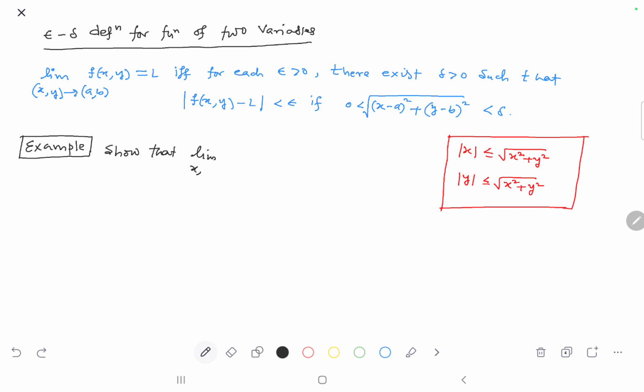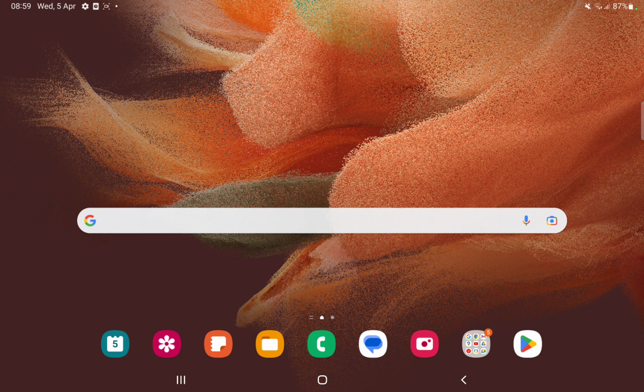Example: limit as xy tends to 0 0 of x cube y divided by, let me write it here, x cube y. Oh, 1 second.